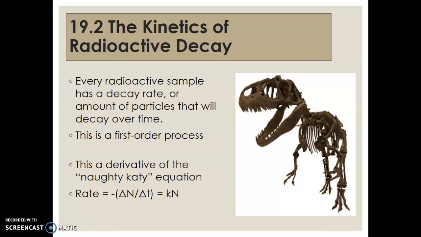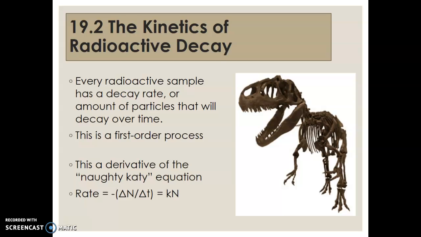So it's not from chapter 12, but it does have to do with kinetics. This is the kinetics of radioactive decay. Every radioactive sample has a decay rate, or amount of particles that will decay over time. This is a first order process, and so this is going to be a derivative of the first order integrated rate law that we nicknamed the N-naught equation.